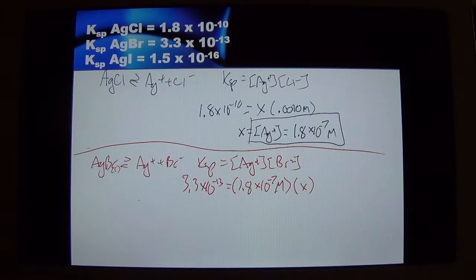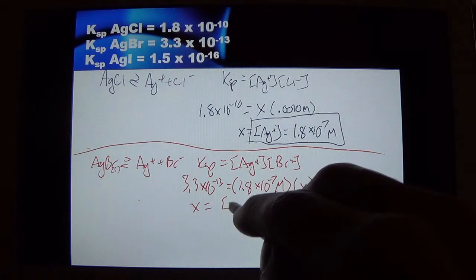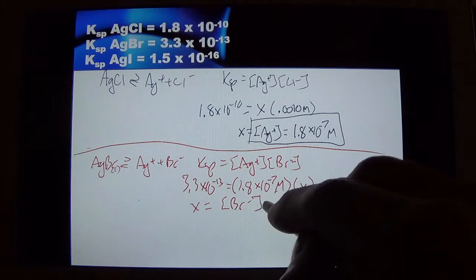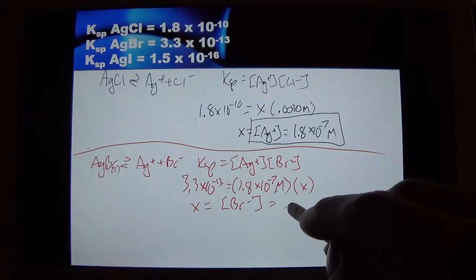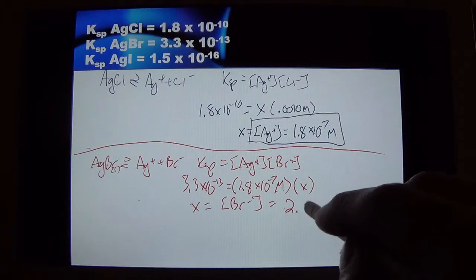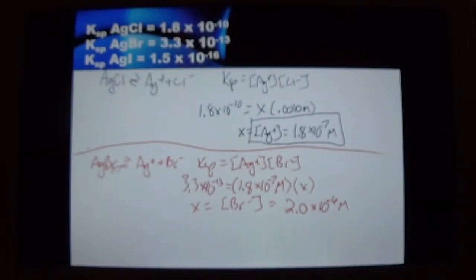So when I divide, and again, we want to say what X is. X, which is bromide ion, is equal to, I'm going to go in scientific notation, 0.20 times 10 to the negative 6 molarity.